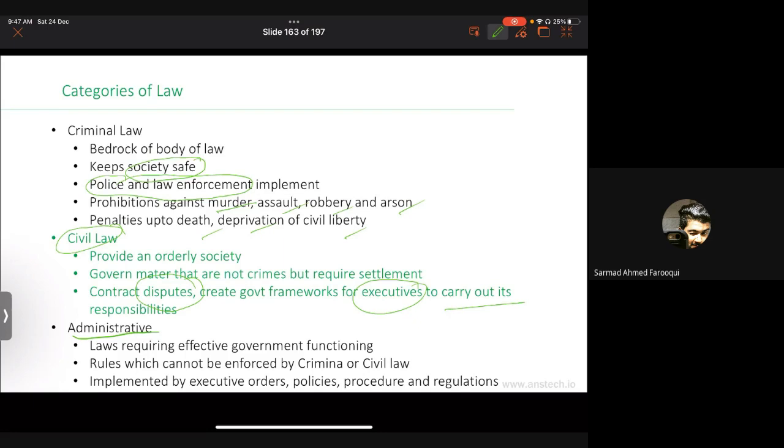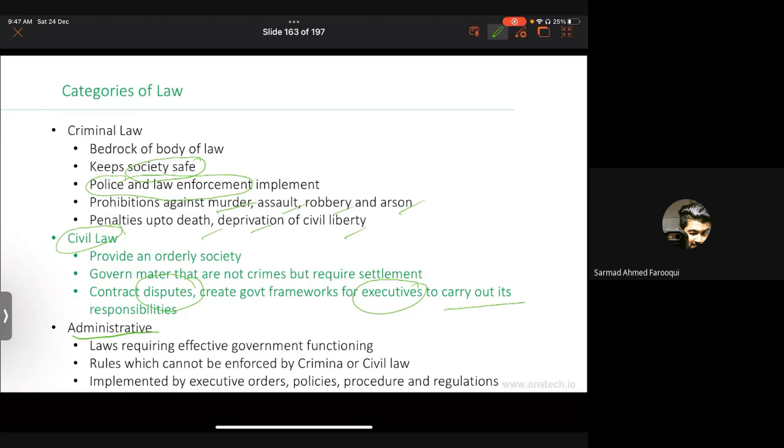You put CRPC section 144, or in the US there might be something else, in some countries there might be something else, but these are the laws which help government in functioning. And these cannot be covered by criminal and civil law. So these might be executive orders. COVID happened, you need to implement a lockdown.